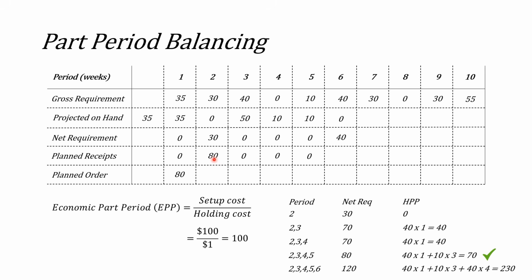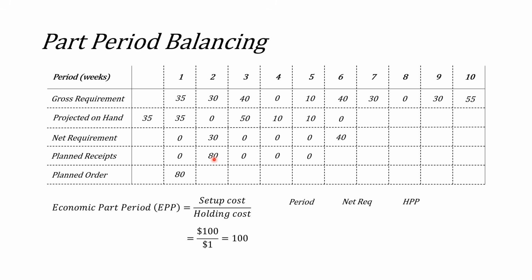So I'm going to repeat the exact same process all over again. All right, so now I need for period 6. In this case, if I just order enough for period 6, that's 40 units. So I have a net requirement of 40 units, and I don't need to store anything, right? If I order for period 6 and 7, I need to order 40 plus 30, which is 70 units, and I'll have to store 30 units for one period, which is my holding part period. If I order for 6, 7, 8, 8 has 0 as my gross requirement, so my net requirement is only going to be 70 as well, and my holding part period is not going to change.